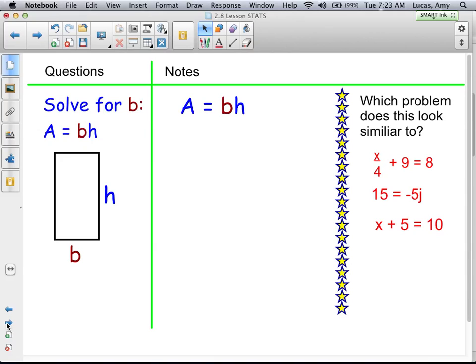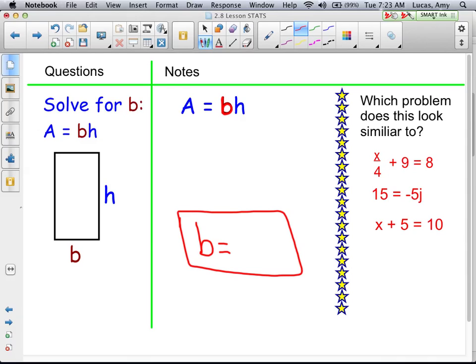This problem, for example, says solve for b. So that means that this letter b is the one that we need to get by itself. So our answer should look like b equals something. Over here, you see a couple of different equations that we learned how to solve already in this chapter. To help you think about how to solve this, we're asking you the question, which problem does this look similar to?